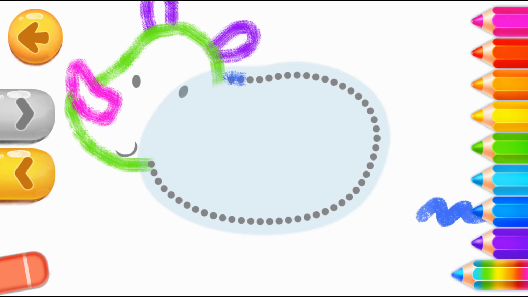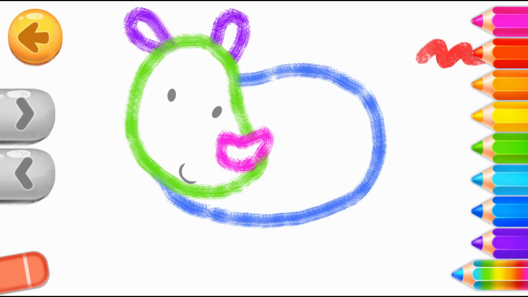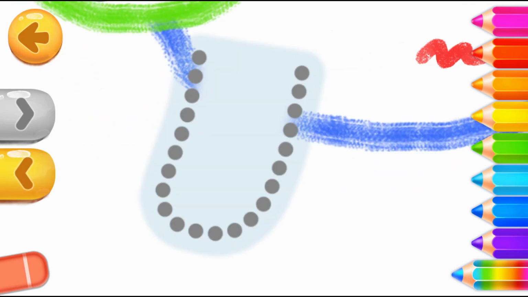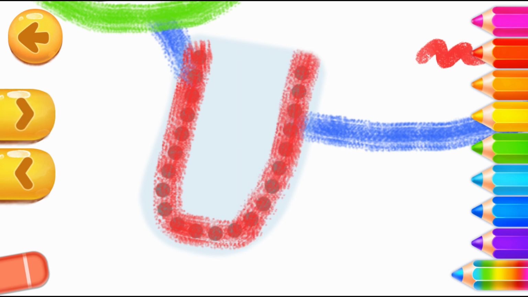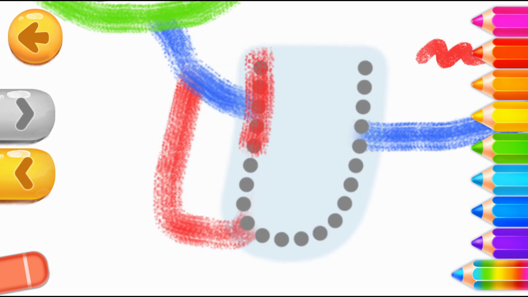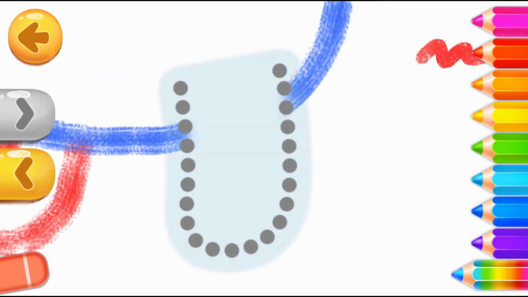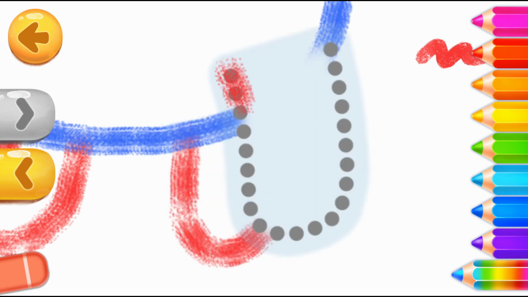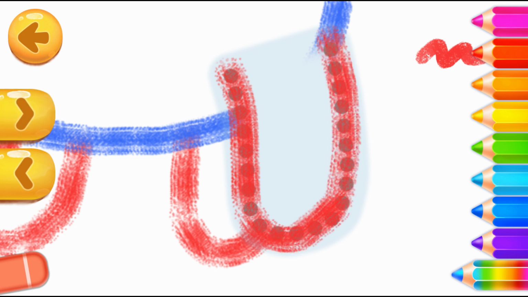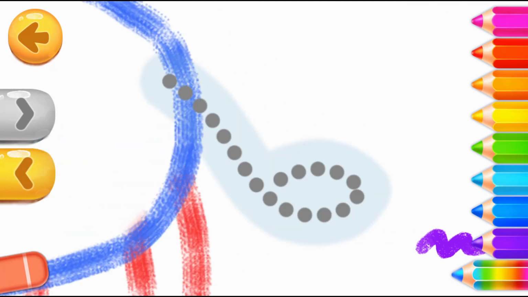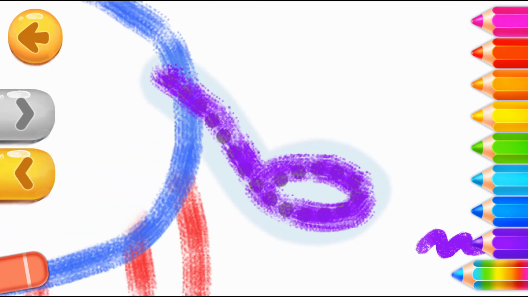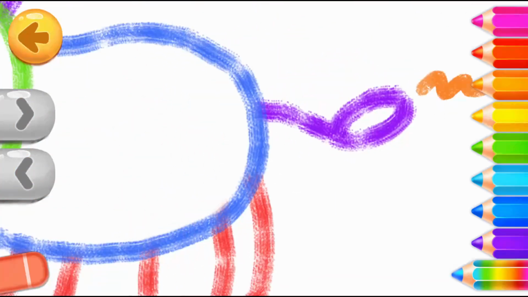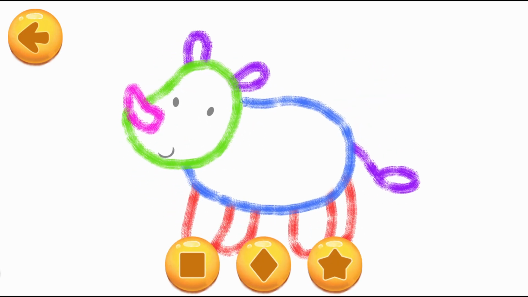Circle the torso. Finish the front legs. Draw the hind legs. It remains to draw a tail. Wonderful, Rhino. Look what a funny drawing.